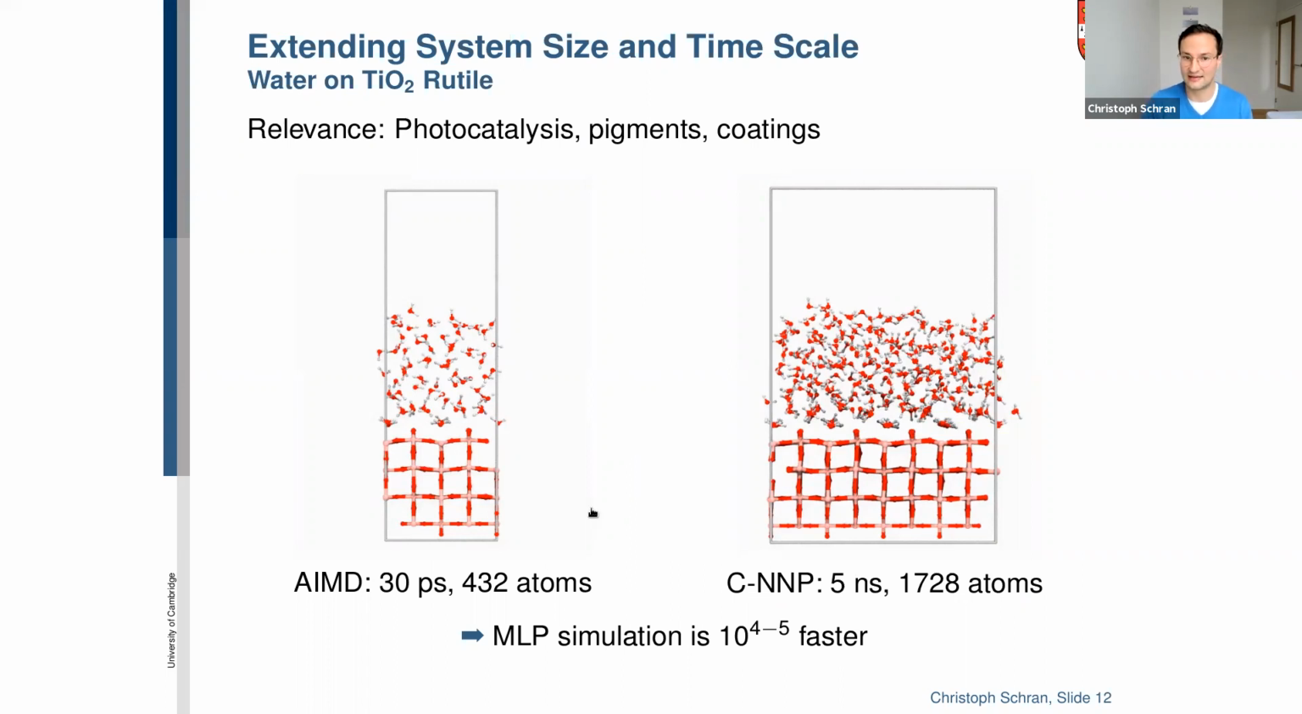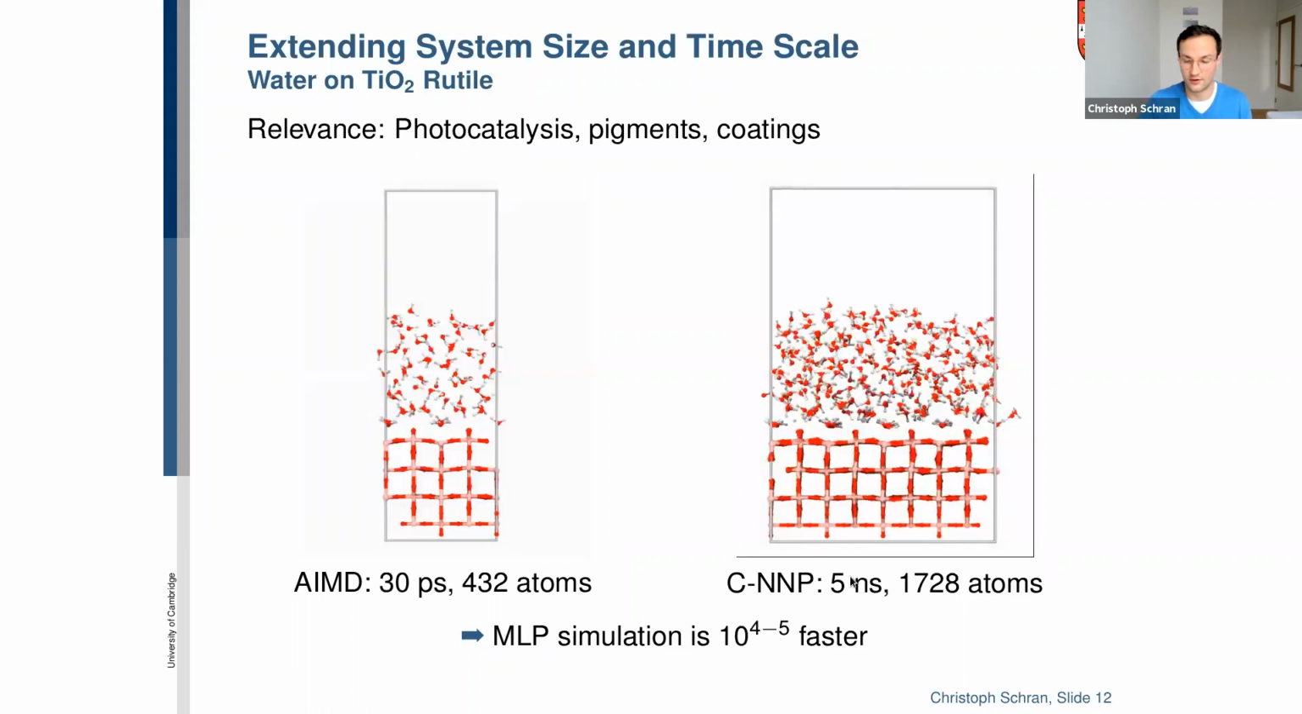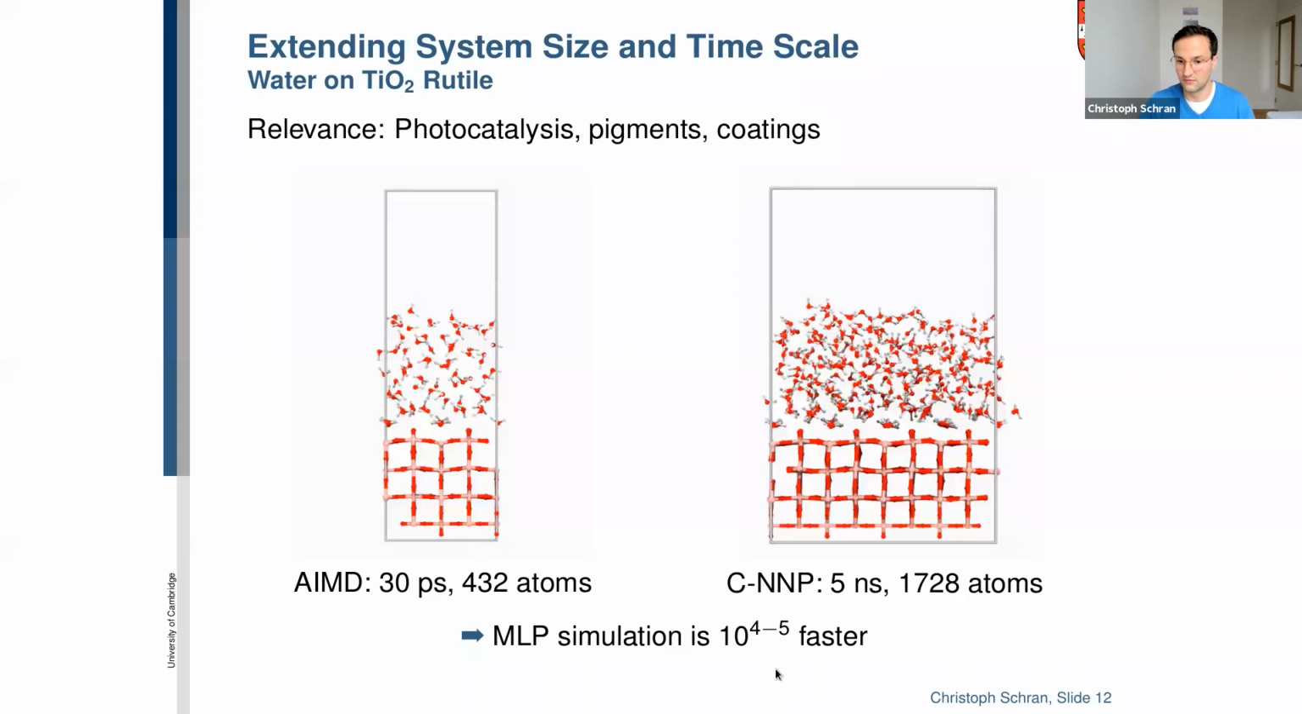In order to highlight that, I will now concentrate on the titanium dioxide system that we have studied. The original ab initio trajectory there has just been 30 picoseconds for roughly 400 atoms, relatively short, whereas our committee neural network model can reach much longer simulation times on the order of many nanoseconds, while at the same time extending the system size by a factor of 4. And a side note here is that these simulations are really, really fast, a factor of 4 to 5 orders of magnitude faster, which really allows you to converge whatever properties you are interested in.